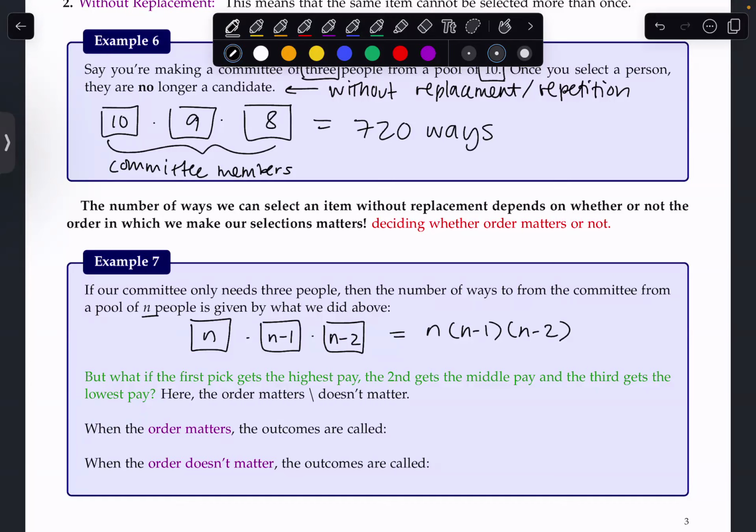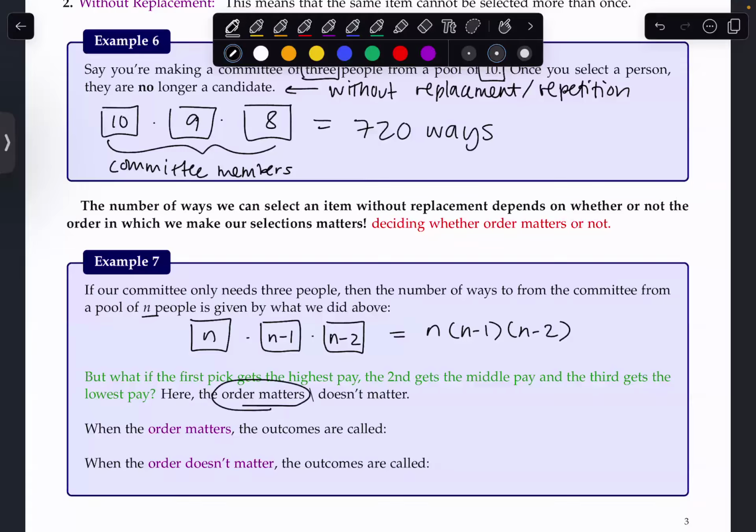Okay, so let's say in this situation that our committee members are going to be paid, where the first person that I pick gets the highest pay, the second person that I pick gets the middle pay, and the third person that I pick gets the lowest pay. So what we want to be able to decide is, does the order matter? If I choose, let's say, Alice first versus second, is that going to matter to her? Will the order matter here? And it turns out that it does.